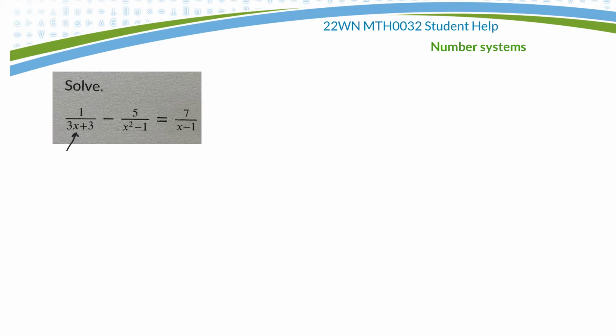To do that, you need to get a common denominator, and so you have to look at all the denominators and factor them. So first thing I would do is factor a 3 out of that first one. And then the second one looks to be a difference of squares. And then the last one, can't factor that.